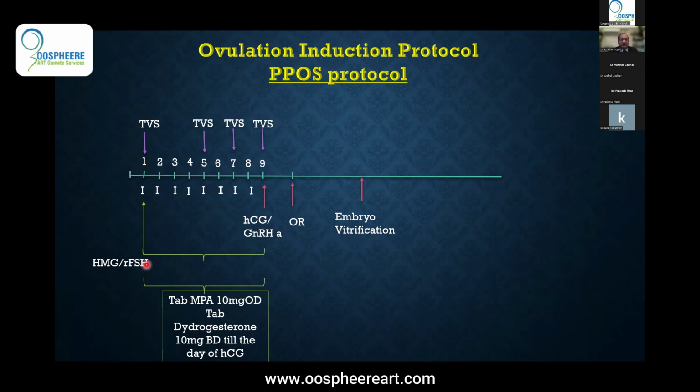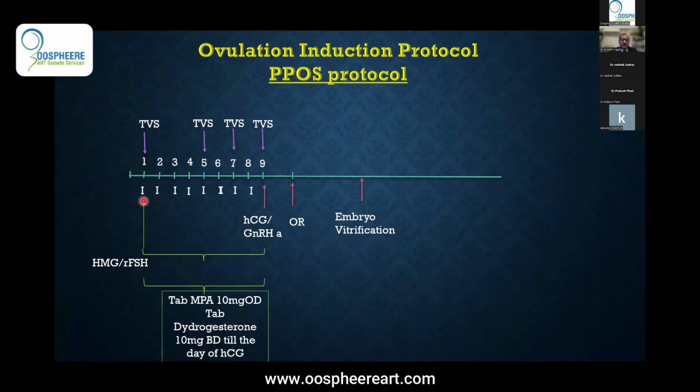So in PPOS protocol, your gonadotropins are the same. You start from the second day of menses and you give them continuously, because you want uniform growth of the recruited follicles. But in progesterone-primed ovarian stimulation protocol, called PPOS, it is progesterone primed.